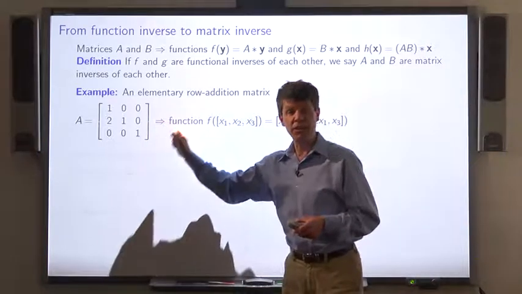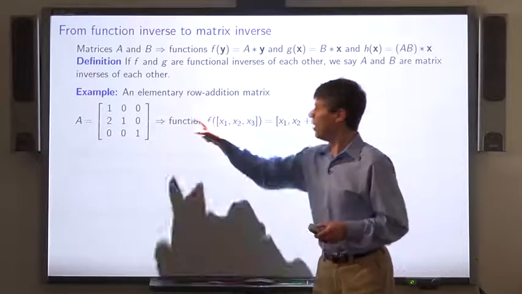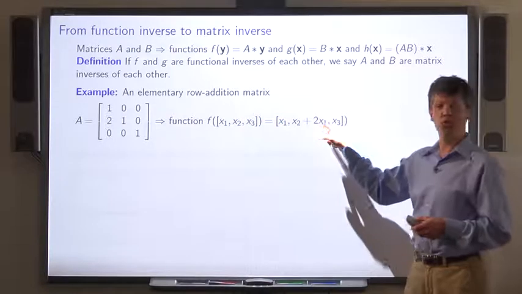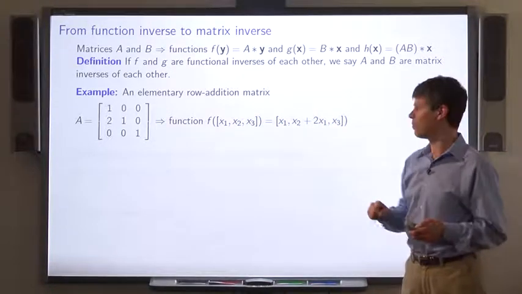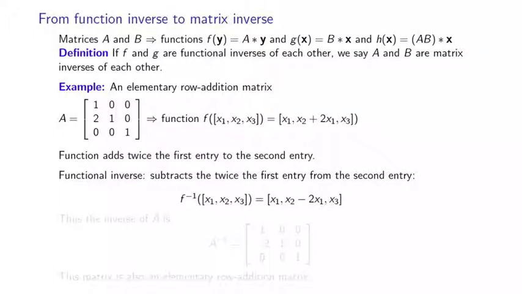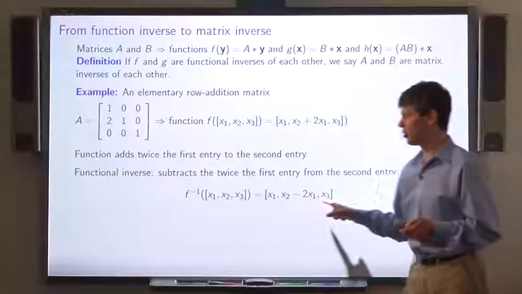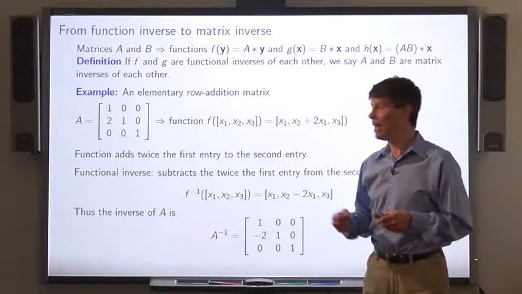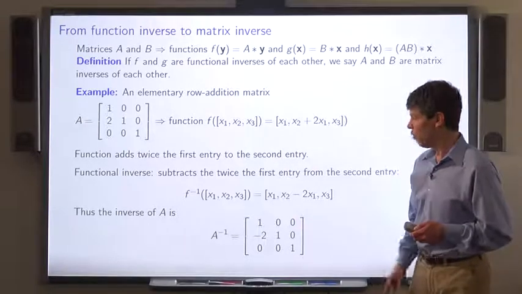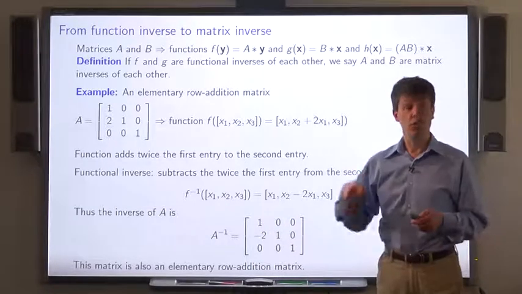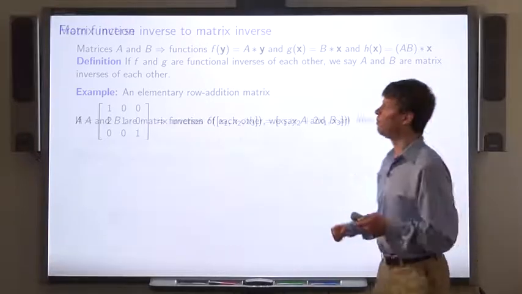This is an elementary row addition matrix. The function applied to a vector with entries x1, x2, x3 adds twice the first entry, x1, to the second. Therefore, the functional inverse subtracts twice the first entry from the second. So here's the functional inverse. That tells us that the inverse of the matrix A is this matrix, which is also an elementary row addition matrix, but this time subtracts twice the first entry from the second entry.